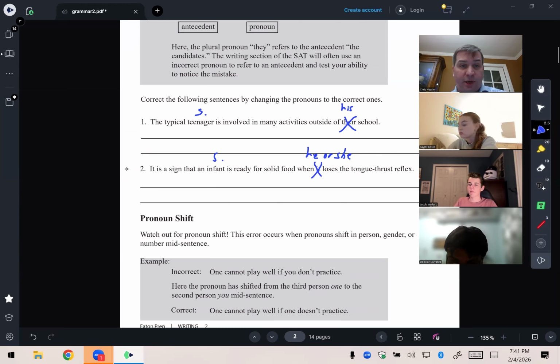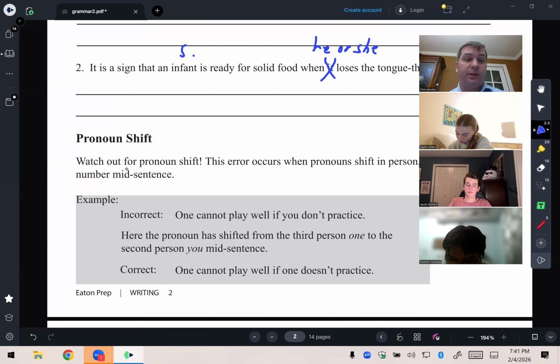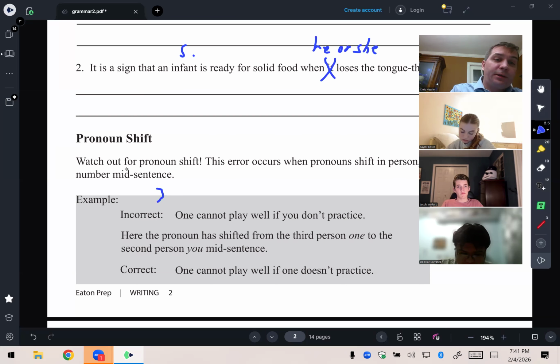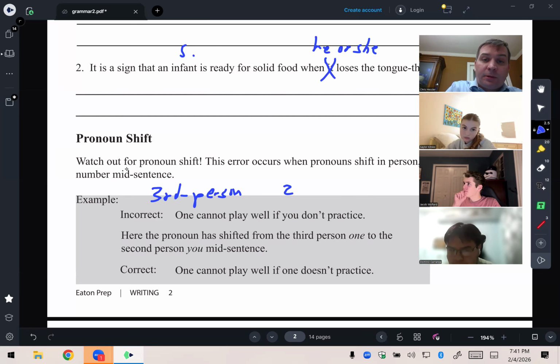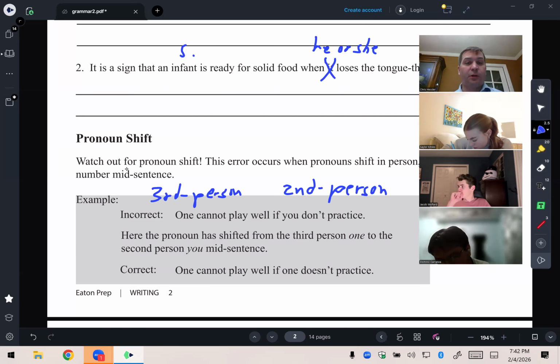Okay, watch out for pronoun shift. I said that pronouns must agree with their antecedents in person, gender, and number. This is what happens when you change person mid-sentence. It's incorrect. Oh, it's hard to write on this tablet, I apologize. Third person, second person. We can't shift from a third person to a second person mid-sentence.